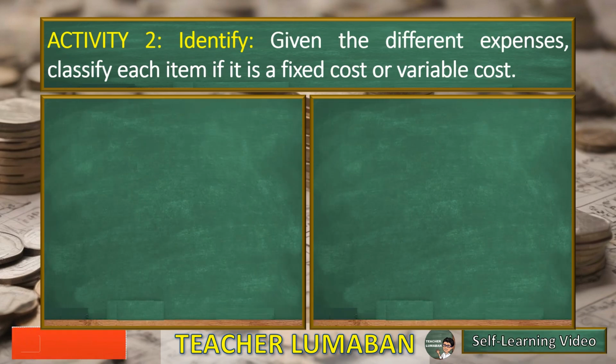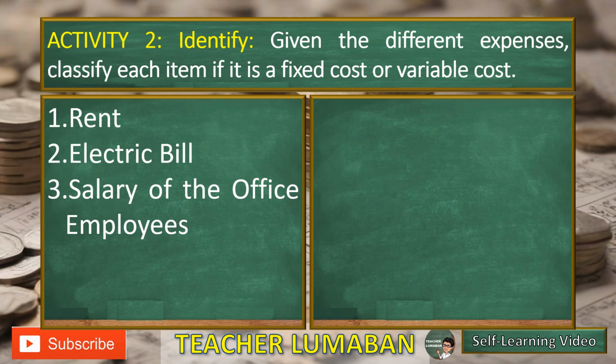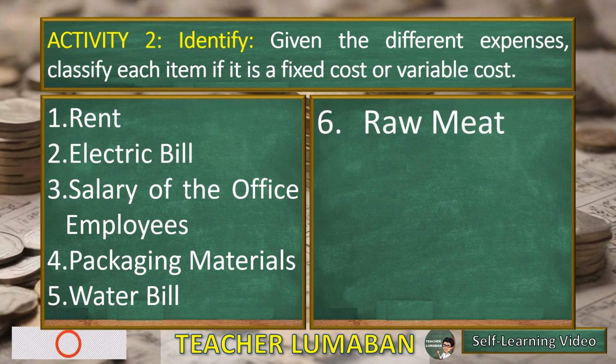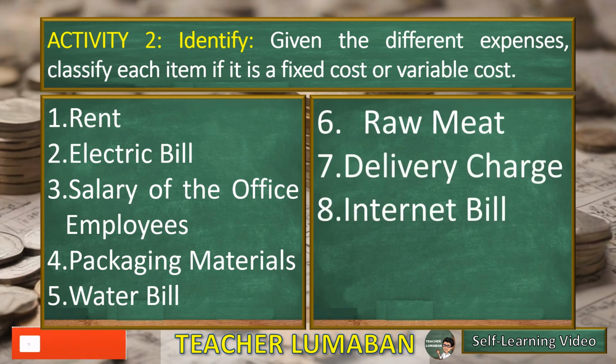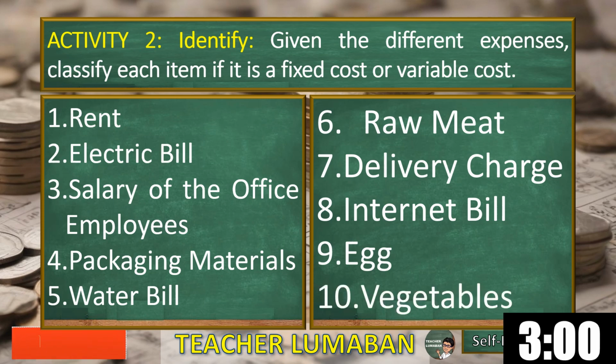Identify, given the different expenses, classify each item if it is a fixed cost or variable cost. Rent. Electric bill. Salary of the office employees. Packaging materials. Water bill. Raw meat. Delivery charge. Internet bill. Egg. Vegetables.